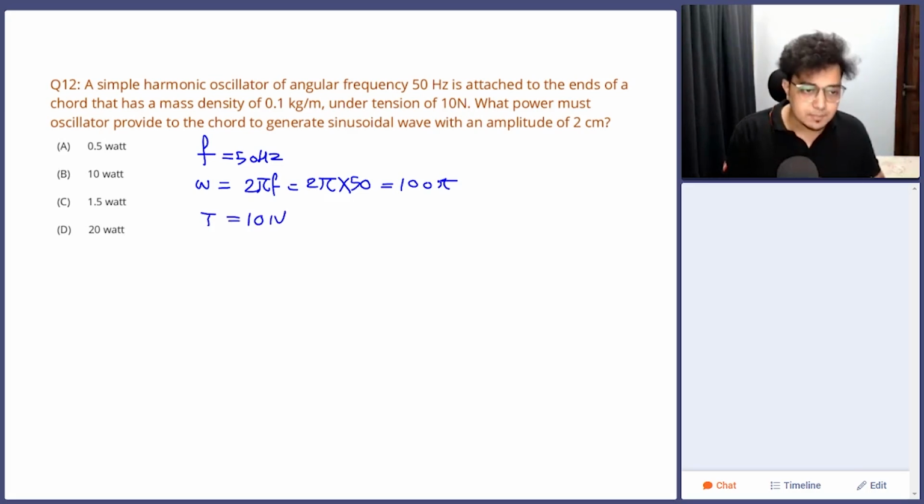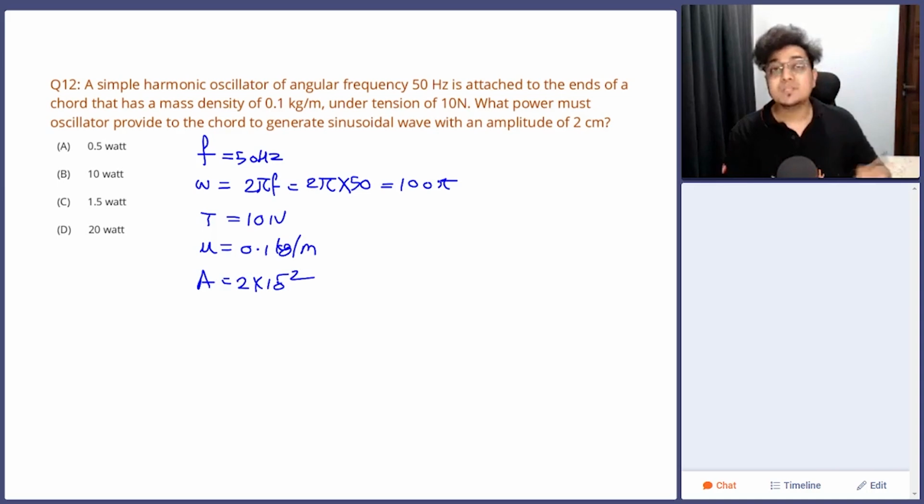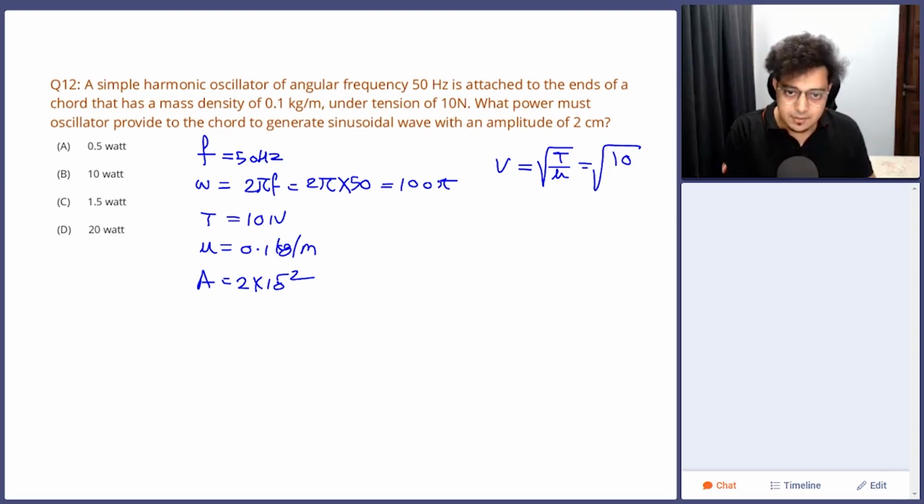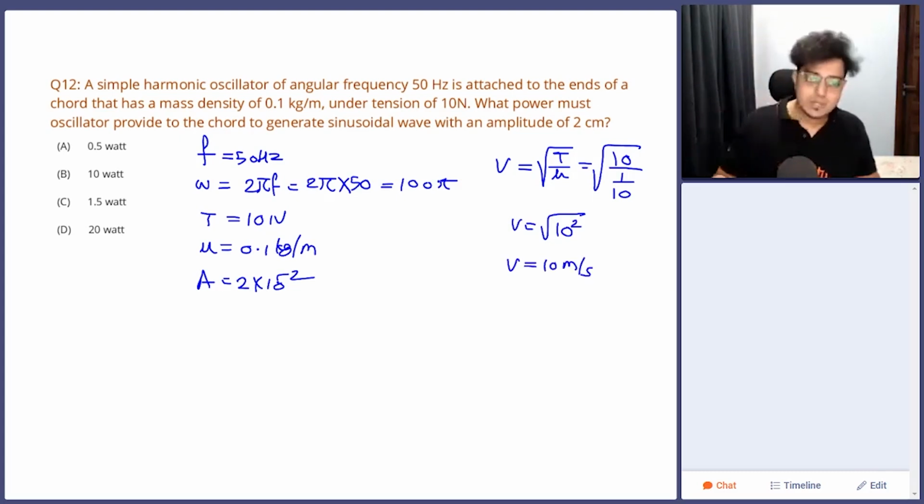Linear mass density mu is also given, that is 0.1 kg per meter. Then the amplitude is given, that is 2 centimeters, so 2 into 10 to the power minus 2. What we have to find out is how much power we need to provide. First, we can find the speed of the wave. Speed of the wave we can calculate as under root of T by mu. Is it doable? Yes. Tension is T. Mu value is 0.1, which means 1 by 10, so that 10 will move up and it will become 10 square under the root. So we get the velocity of the wave to be 10.